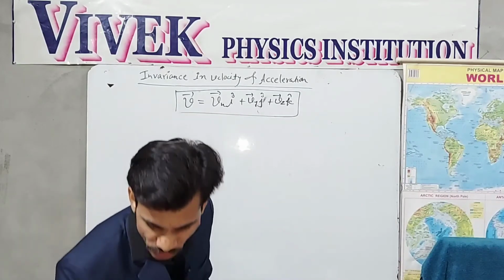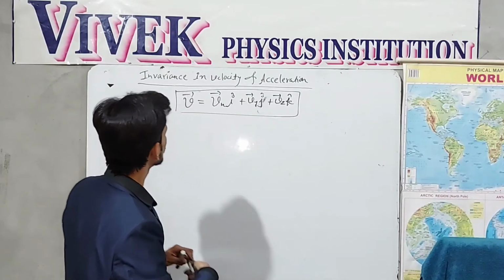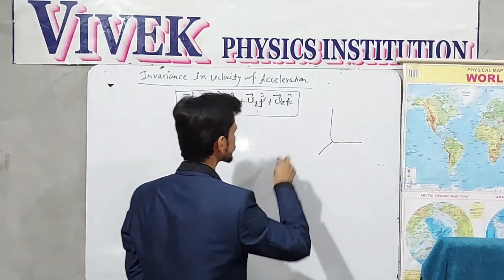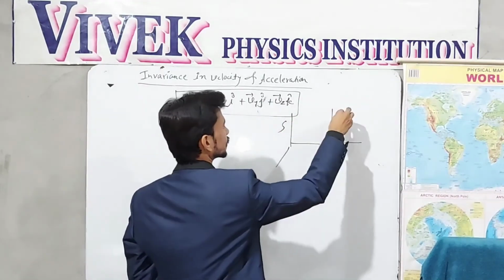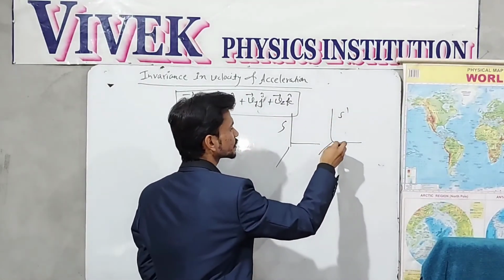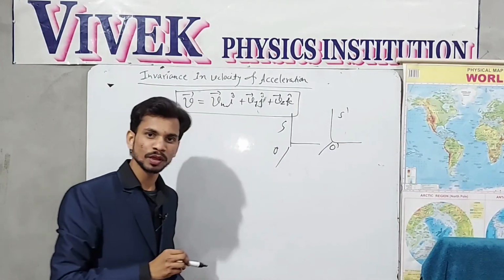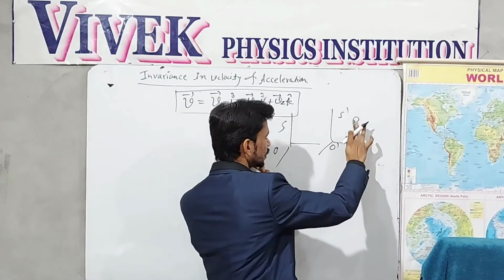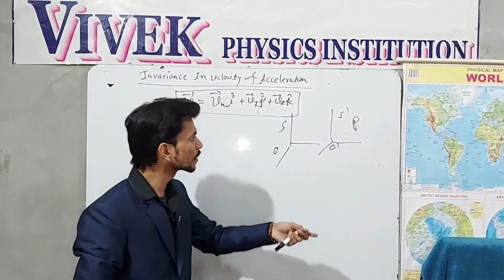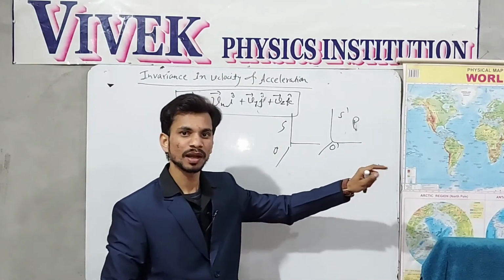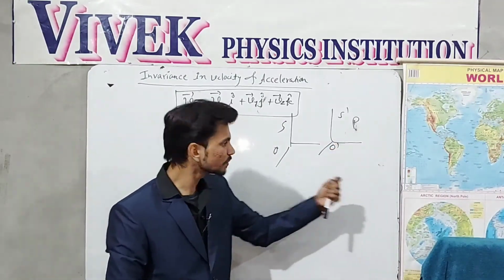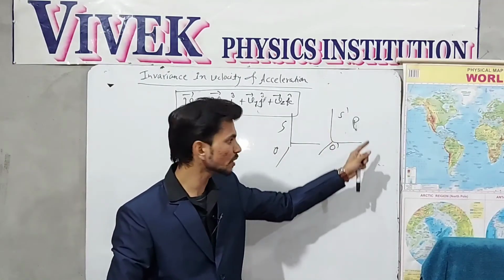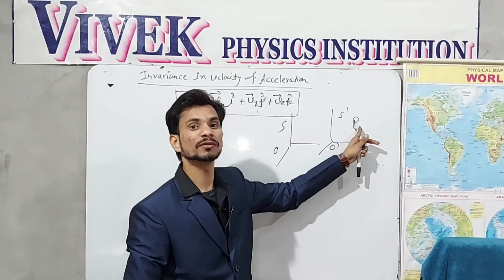Now if we are interested to find the velocity change, again this is a frame of reference S, this is the frame of reference S dash, there is observer O dash, there is the observer O. Now let's say there is a particle p here, and it is moving with certain velocity v, and the velocity v is observed by this observer O. Now O dash will observe the same particle p having a different value of velocity.